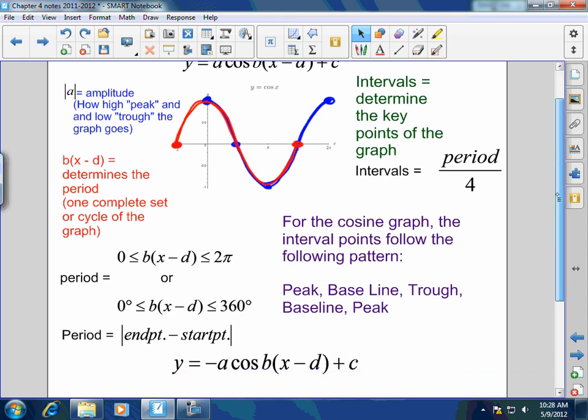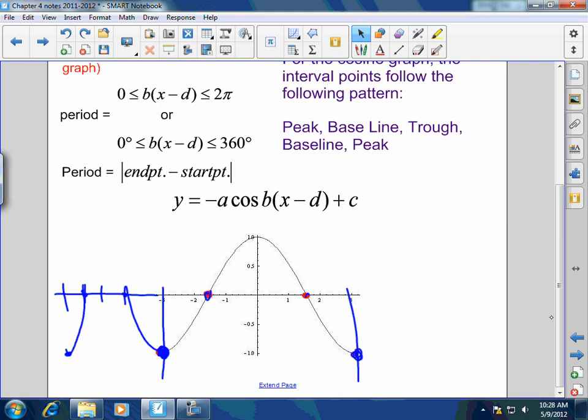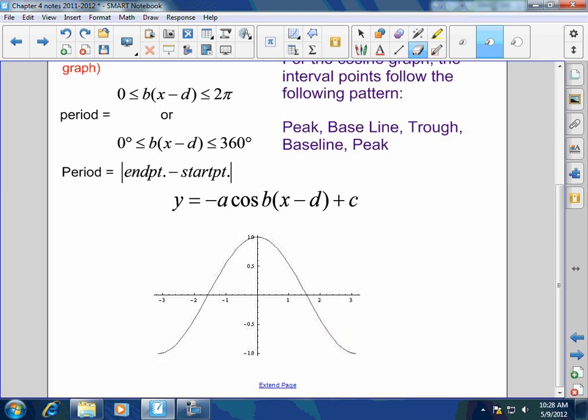Now, if I have the negative cosine, my friends, it's right here. Okay? Now, let me erase this and show you what I did, because I want to show you how to do another interval of this as well. Please remember that when it's negative, I'm going trough, base, peak, base, trough, from left to right. So, say I want to do another period.